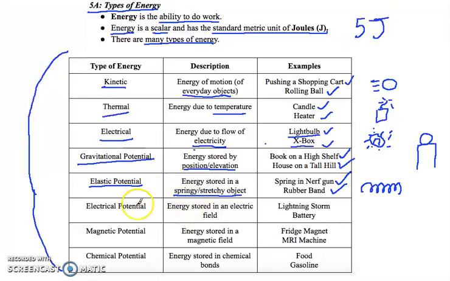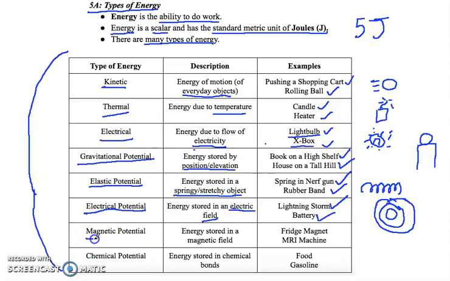The next type of energy is electrical potential. This one's a little bit more abstract. So electrical potential is energy stored in an electric field. And we'll talk about exactly what an electric field is later, but it's basically any object that produces this kind of aura, this field around it, and in that field you can actually store energy. So a lightning storm, that's an example of electrical potential energy. A battery, so they're storing electricity in a field.